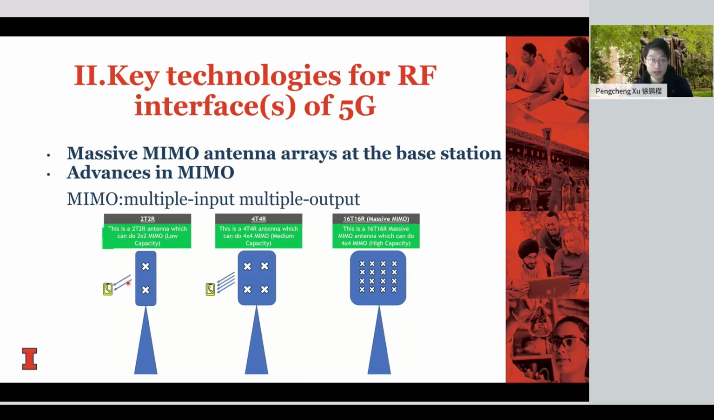So basically, for example, a 2T2R antenna can do 2 times 2 MIMO. It has a low capacity, while if we increase the number, for example, a 16T16R massive MIMO antenna will have a much higher capacity.